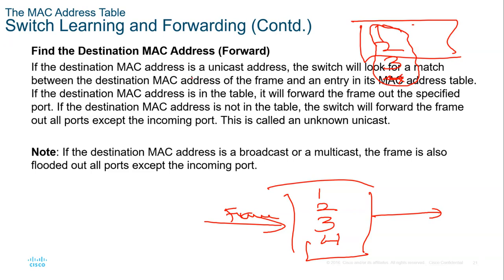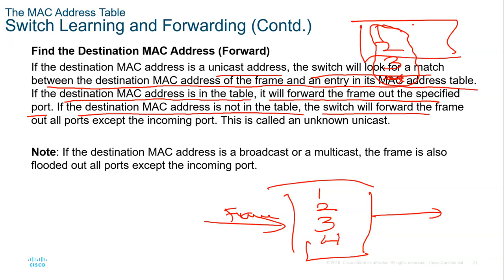If the destination MAC address is a unicast address, then the switch will look for a match between the destination MAC address of the frame and an entry in its MAC address table. If the destination MAC address is in the table, then it will forward the frame out of the specified port. If the destination MAC address is not in the table, then the switch will forward the frame out of all ports except the incoming port. This is called unknown unicast.